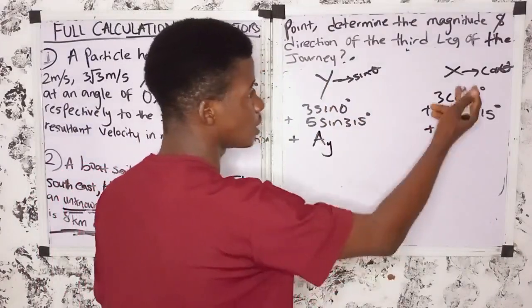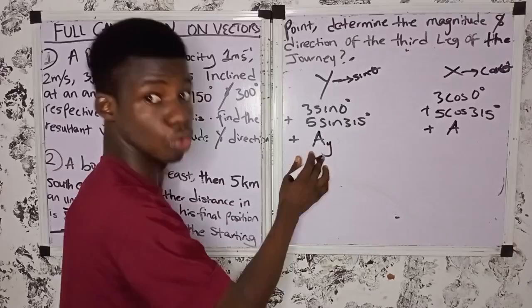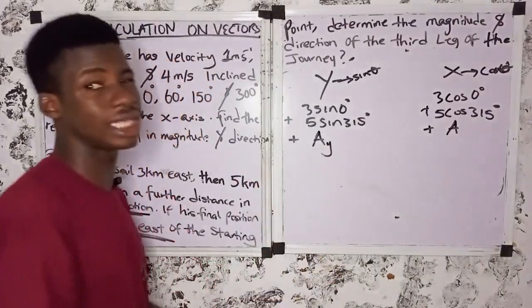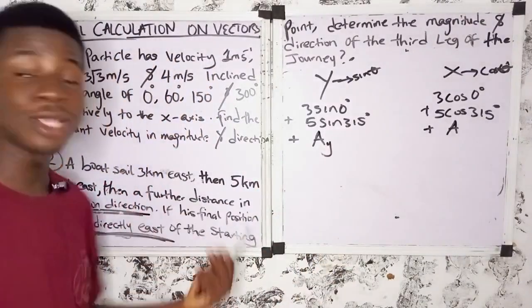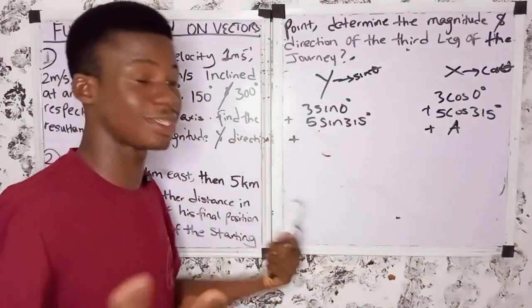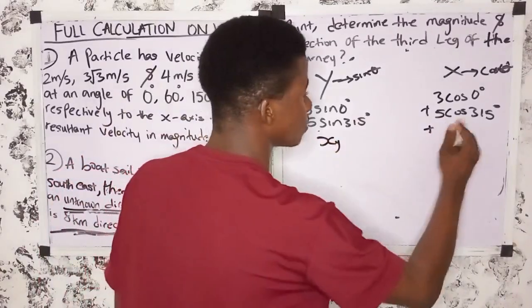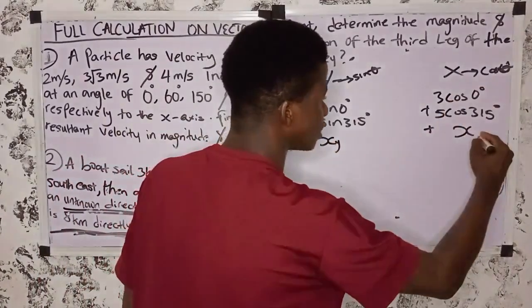Then plus the unknown, which is a. We are looking for the unknown, which is a, right? Or should I use s? Let me just use s, since you are familiar with s as the unknown. So here will be sy, the unknown y. Here will be sx.